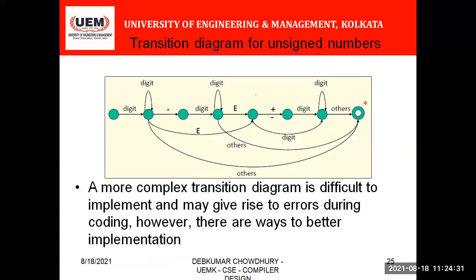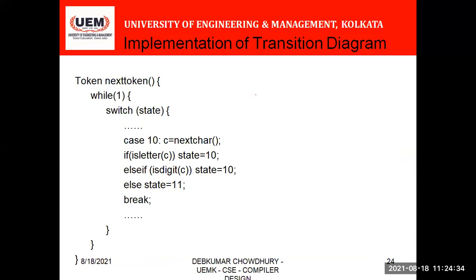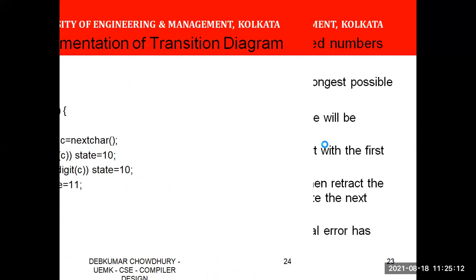In this particular case, we are calling the next token function. While 1, that means while true, switch state. There are several states. Case 10: c is equal to the next character; if c is a letter, state 10; else if c is a digit, state 10; else state 11, and then break. In this way, we can write sample code for implementing the transition diagram. Very simple.